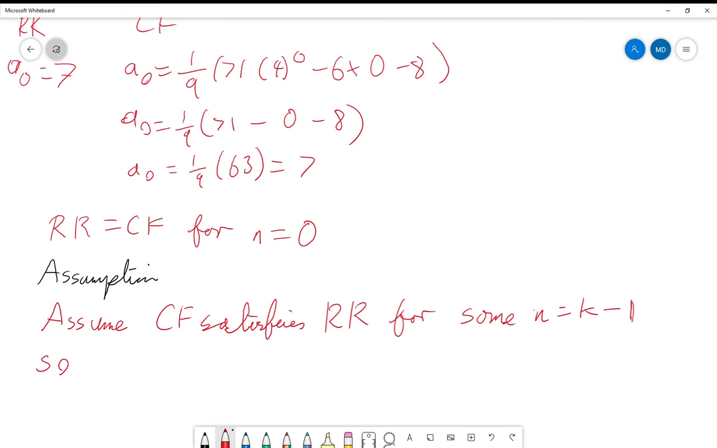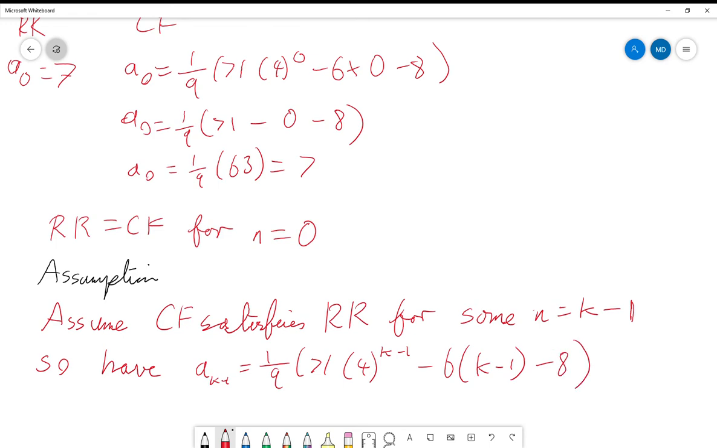So what we have is that A(k minus 1) is going to be equal to 1/9 of 71 times 4 to the k minus 1, because we're using k minus 1 here, minus 6 lots of k minus 1 minus 8.